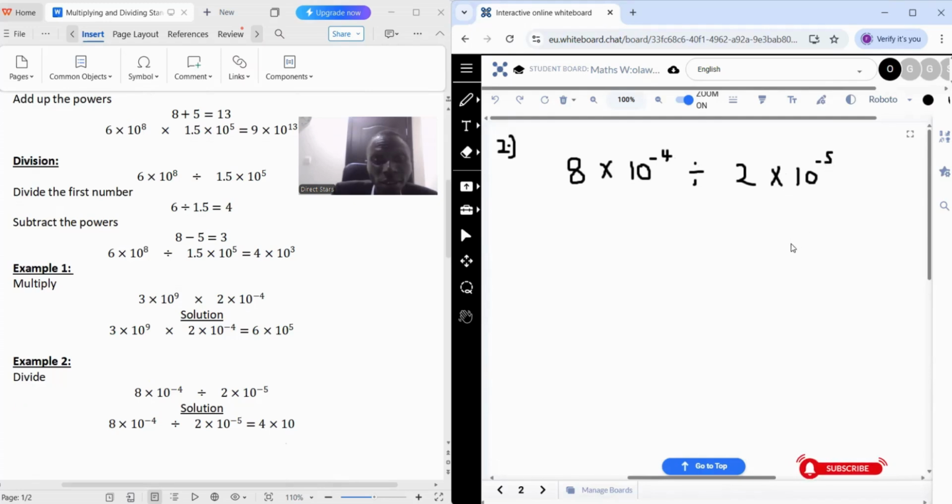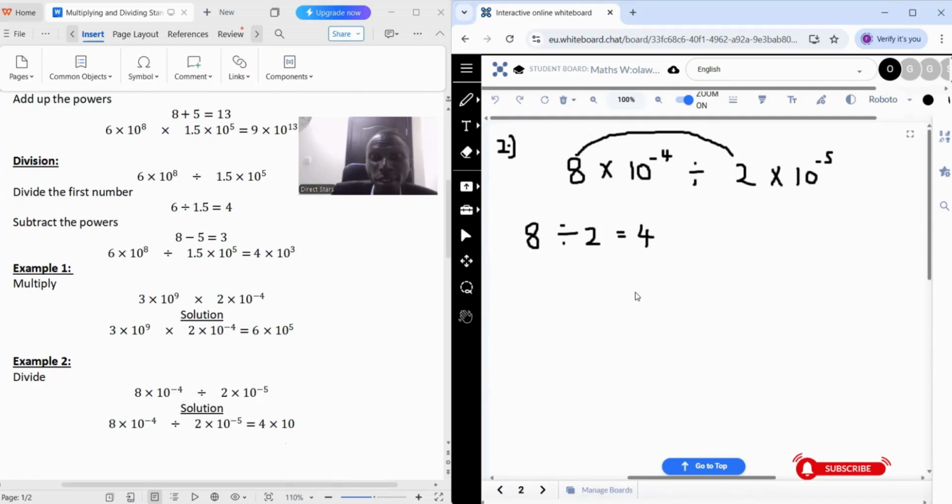And how are we going to go about this? We are dividing the first numbers. Then that's 8 divided by 2. 8 divided by 2 is going to give us 4.